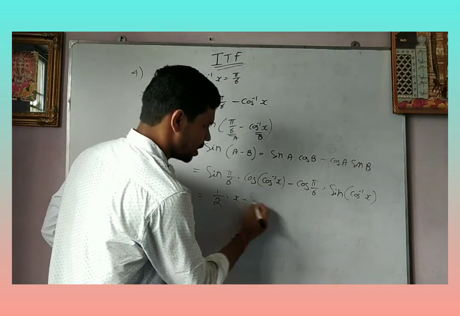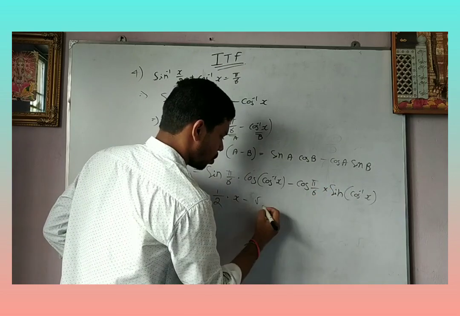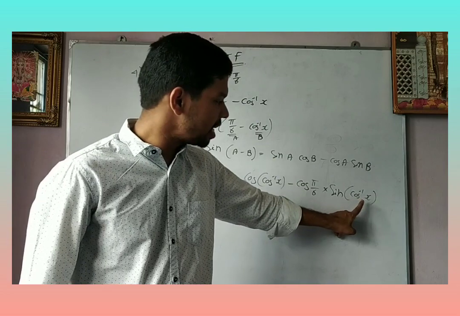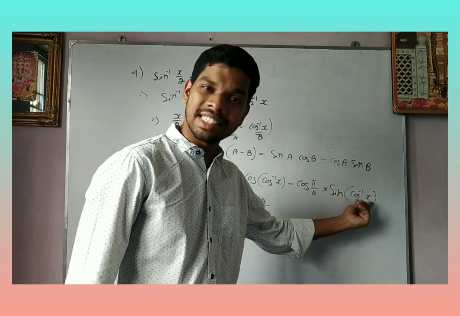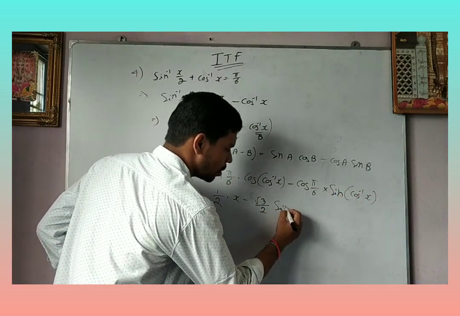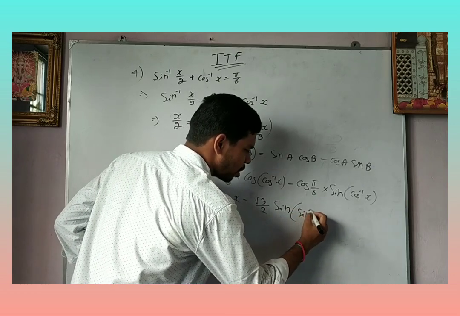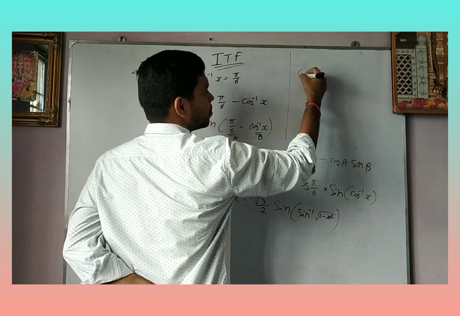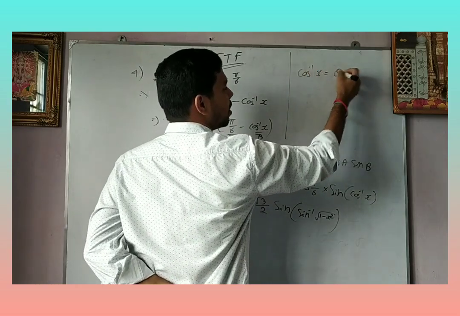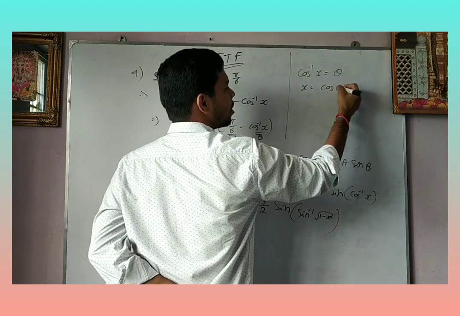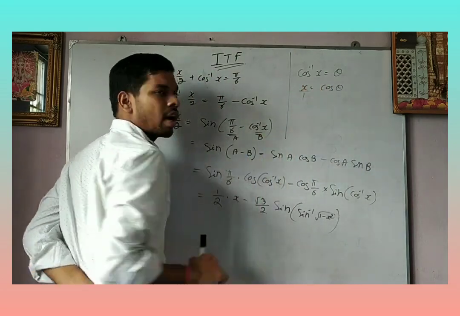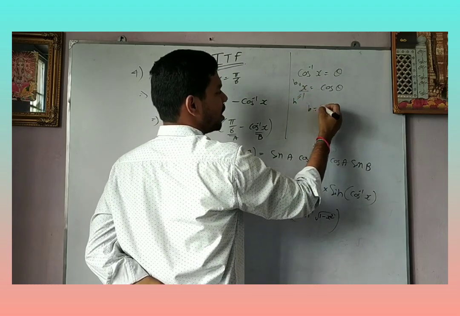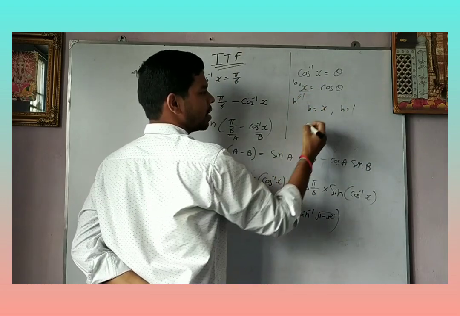This is root 3 by 2. And here the function is sine, but here it is cos. We have to make it sine. This is sine of sine inverse root over 1 minus x square. If you have doubt, I am doing it here. Cos inverse x equal to theta. X equal to cos theta. This is base, it is height. So b equal to x, h equal to 1.